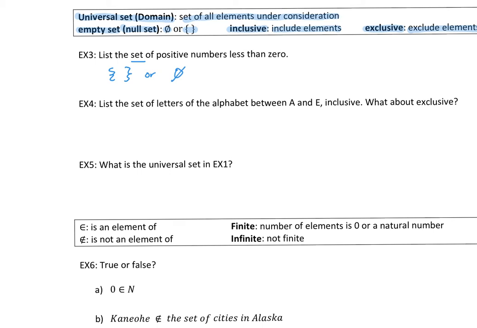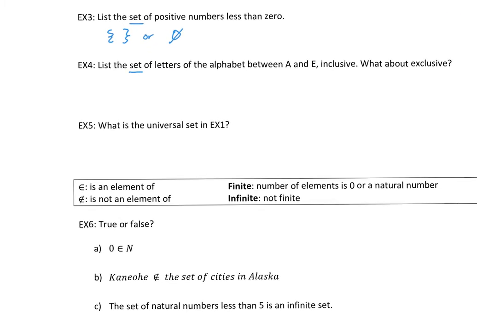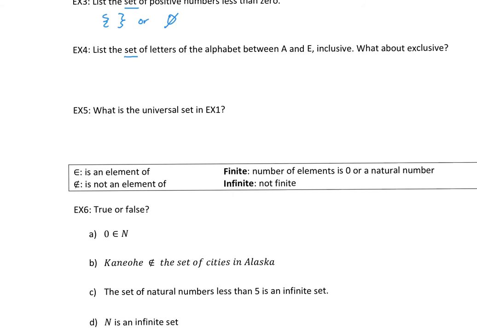Example 4 says to list the set of letters of the alphabet between A and E, inclusive. And then what about exclusive? So again, we're trying to find a set. And these are the set of the alphabet between, and notice that that's an uppercase or capital A and an uppercase E. So in mathematics, oftentimes, unless stated otherwise, the way you're given the problem is the way you answer the problem. So if we're given uppercase letters, then when we write our set, we're going to use uppercase letters.